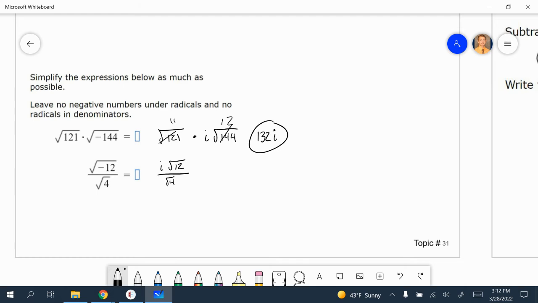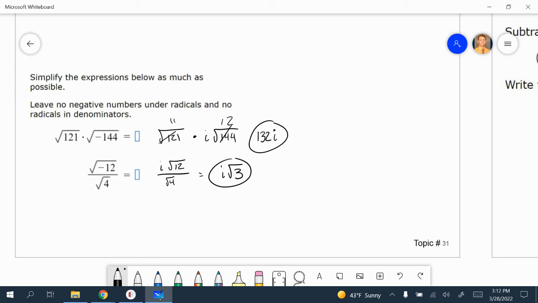And you could do the square root of 4. I'm not going to do that. I'm actually going to do my operation that I know about dividing square roots, where I can divide square roots if they're both under a radical. The square root of 12 divided by the square root of 4 is the square root of 3. And that would be my final answer for this one. You can actually just divide square roots.